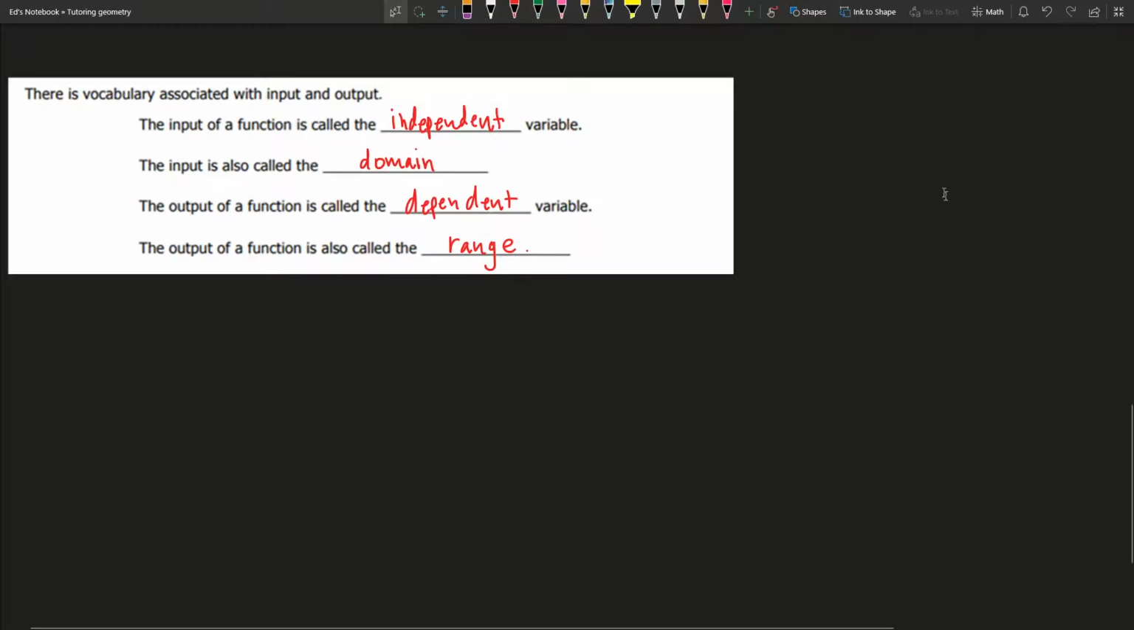And I definitely want you guys to have this box written down, either on a piece of paper, your notebook, or the notes papers that I have for you guys on Google Classroom.